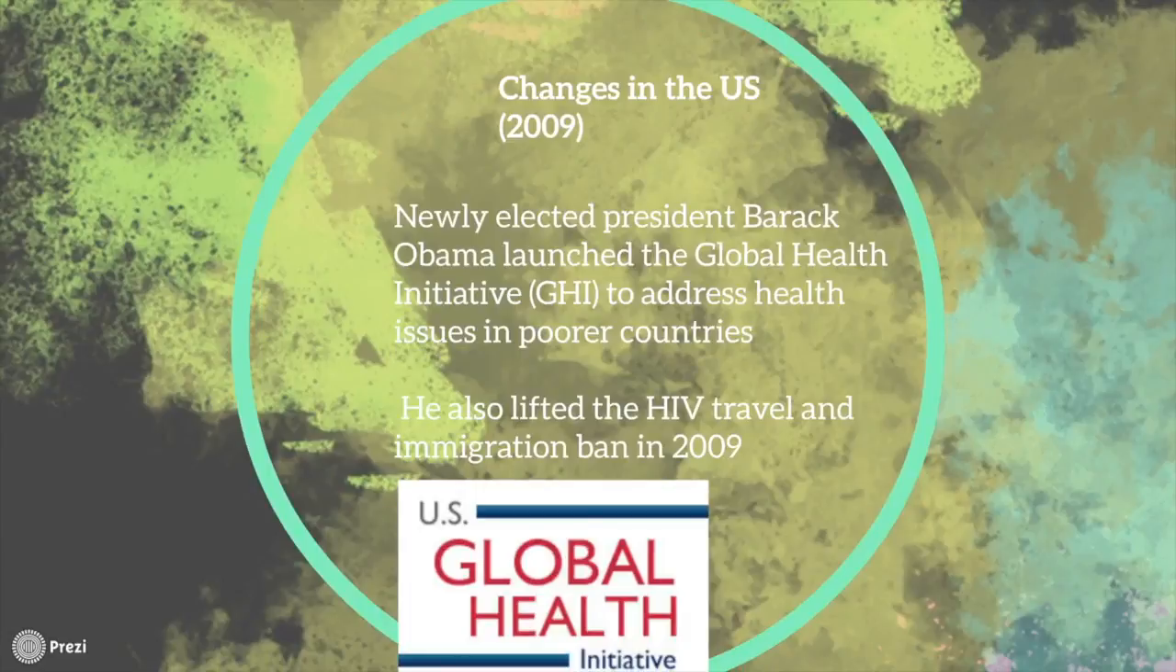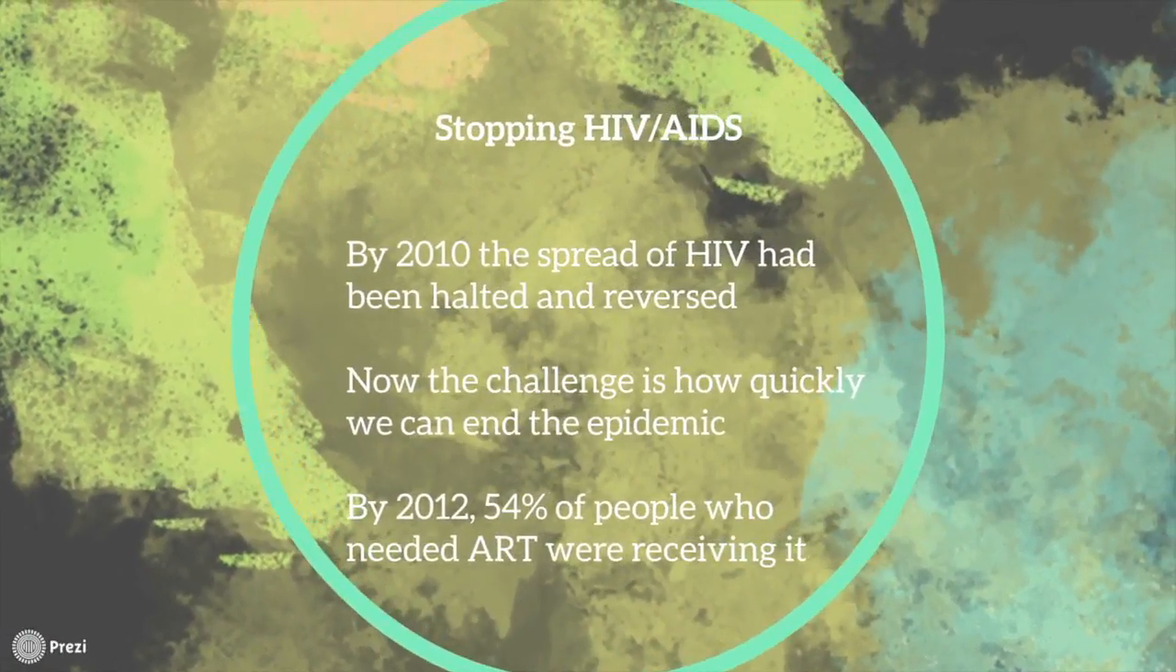In 2009, Barack Obama launched the Global Health Initiative to address health issues in poorer countries. He also lifted the HIV travel and immigration ban in 2009. By 2010, the spread of HIV had been halted and reversed. Now the challenge is how quickly we can end the epidemic. By 2012, 54% of people who needed antiretroviral treatment were receiving it.